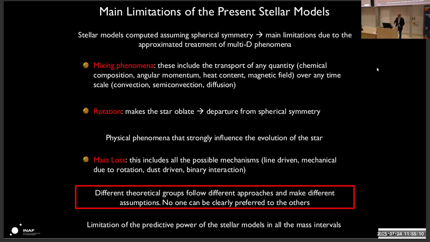Moreover, there are some physical ingredients in the calculation of stellar models that are very uncertain, like mass loss, for example, as we will see in a moment. And mass loss, as I showed you before, very much affects the evolution of these stars.